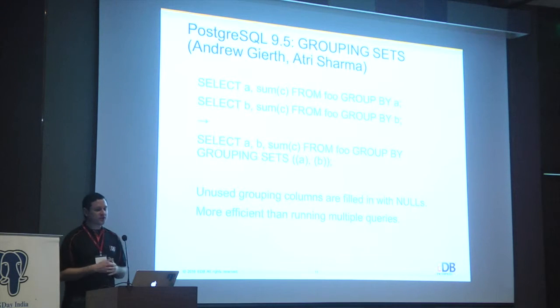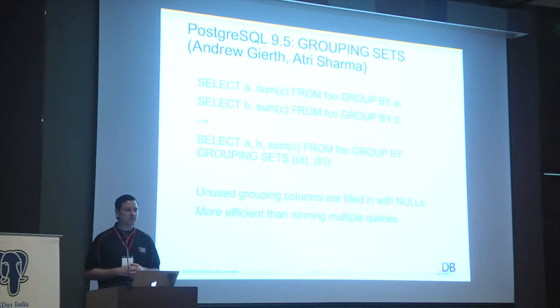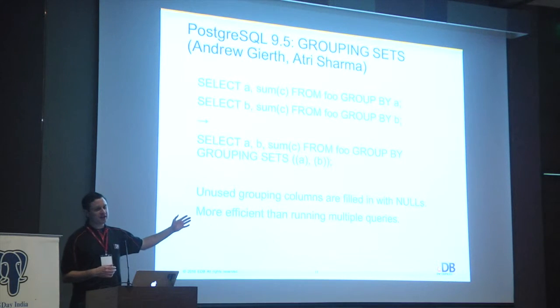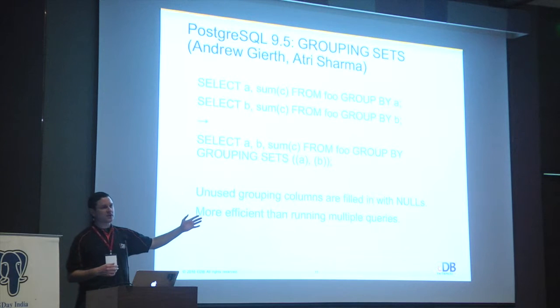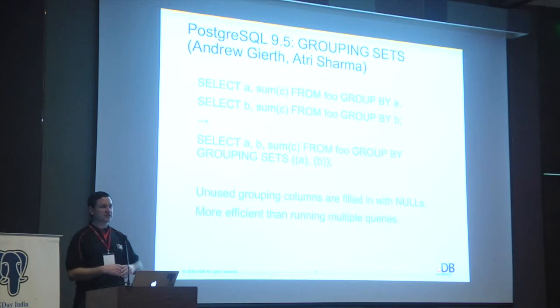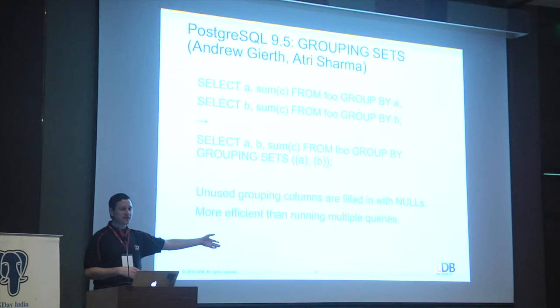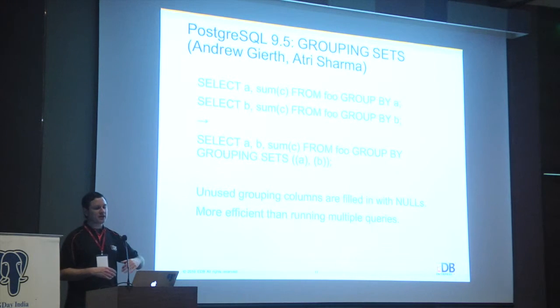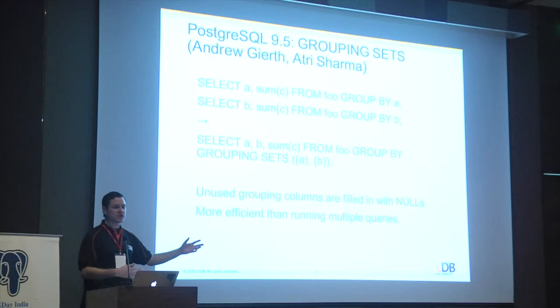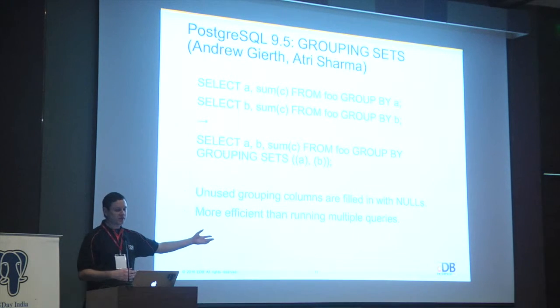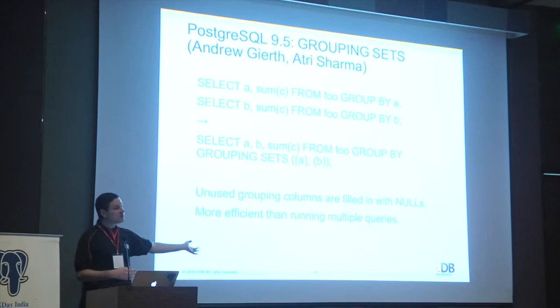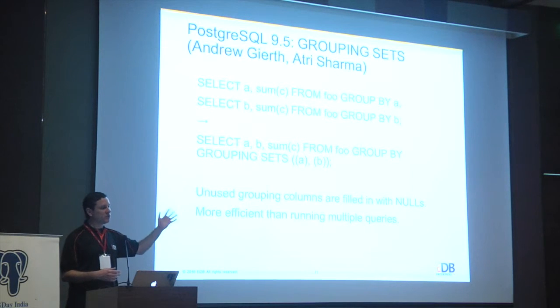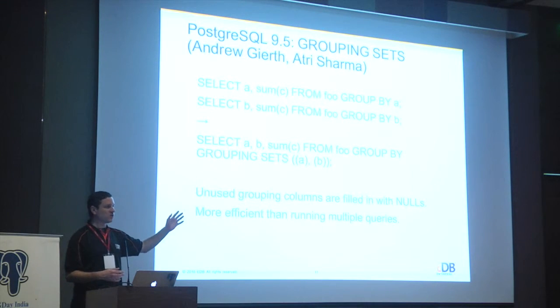So another new feature that we have in PostgreSQL 9.5 is grouping sets. And I've got an example here on the slide. On the first line, you see a query where we're adding up column C for every distinct value of column A. Then on the second line, you can add up all of the values in column C for every distinct value of column B. And now in PostgreSQL 9.5, you can do both of those calculations with a single query.